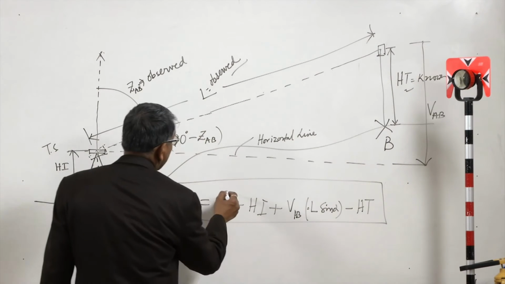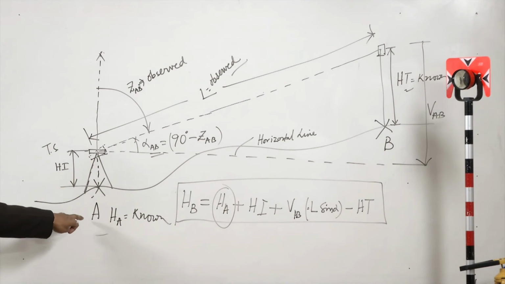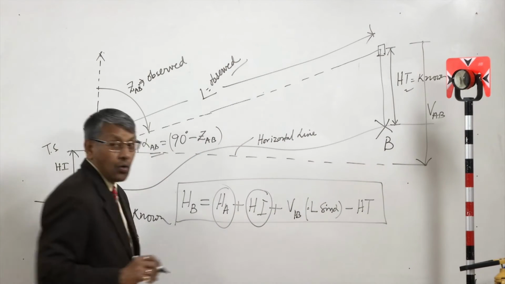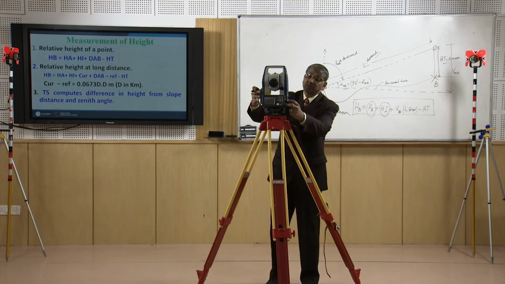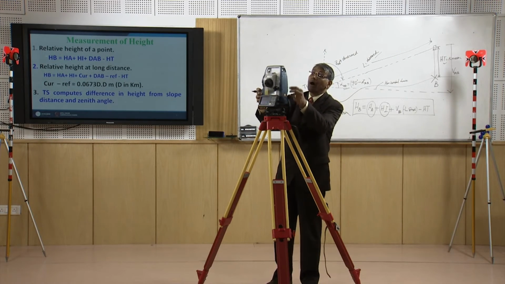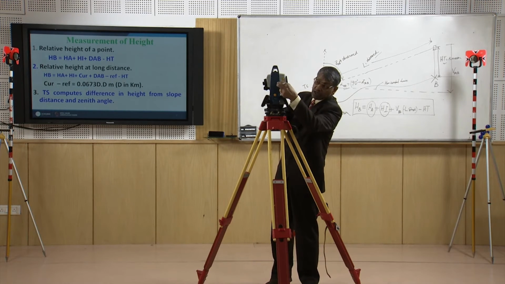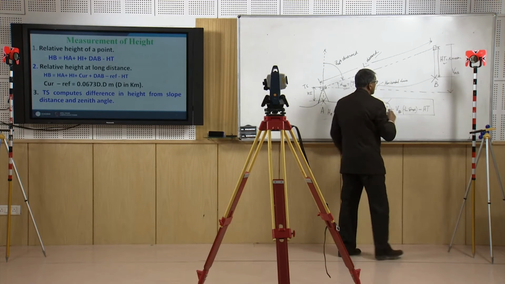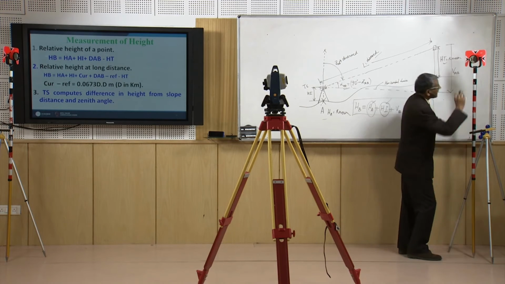So, this is a parameter to be input: the height of the point at which the instrument has been set up. This is the height of the instrument. Whenever we set up the instrument, we can find the height of the instrument by measuring the distance from the station point up to this point. This is the height of the target. From this I can get this value.